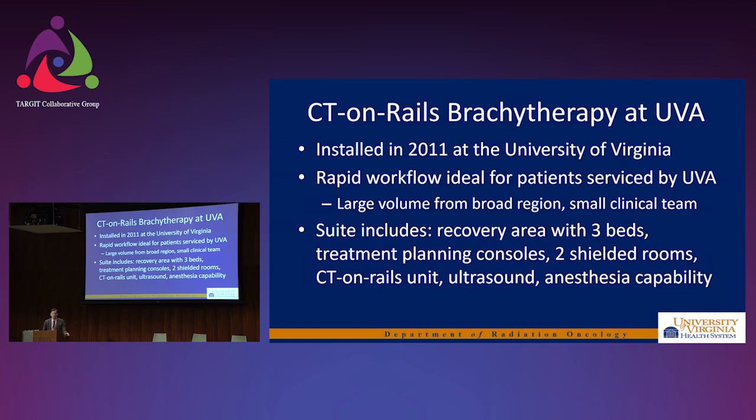The suite includes 3 recovery beds, which is anesthesia's turf. We have treatment planning consoles and 2 shielded brachytherapy delivery rooms, one of which is a small room that we use for storage now, but it is shielded and separately cabled to deliver HDR brachytherapy. The other is a beautiful dedicated brachytherapy suite that has anesthesia capability on both sides of the room, which gives flexibility for positioning as a CT on Rails unit. And of course we have every version of ultrasound. Notably, we do not have MRI in our building, but this is what we have.